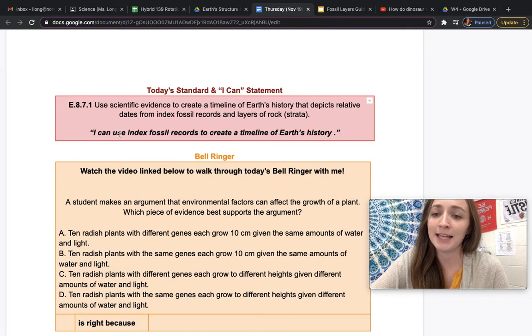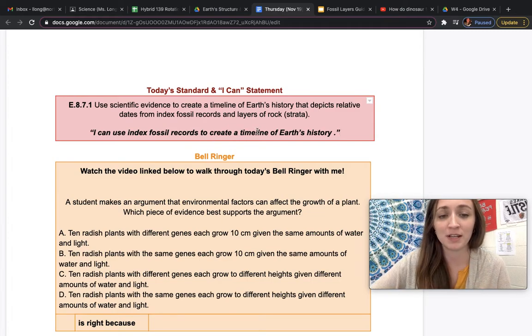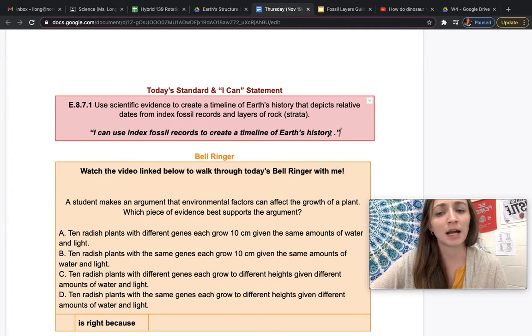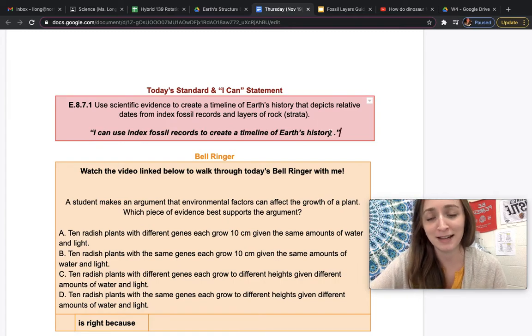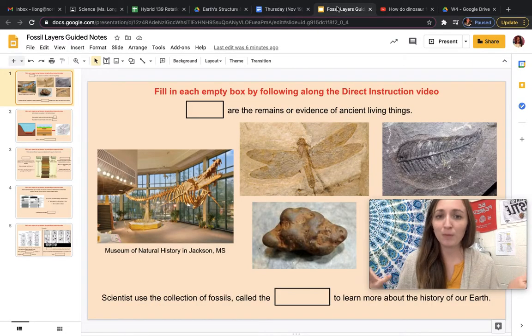Today it says that I can use index fossil records to create a timeline of Earth's history. That sounds kind of complicated, but it really isn't that tough. And I think we've heard of fossils before, maybe not index fossils, but we're going to learn it today. So, like I said, we've probably heard of fossils in one way or another.